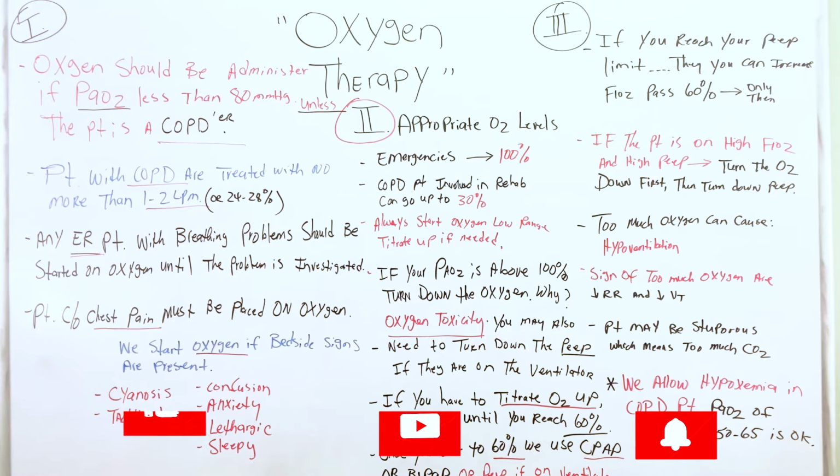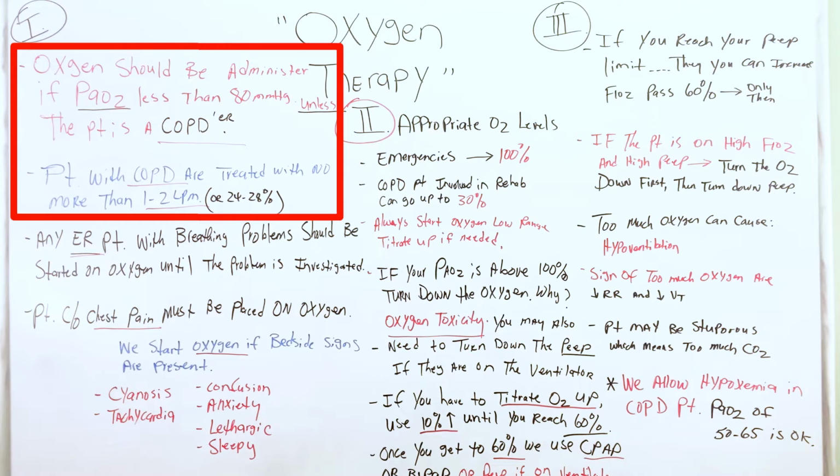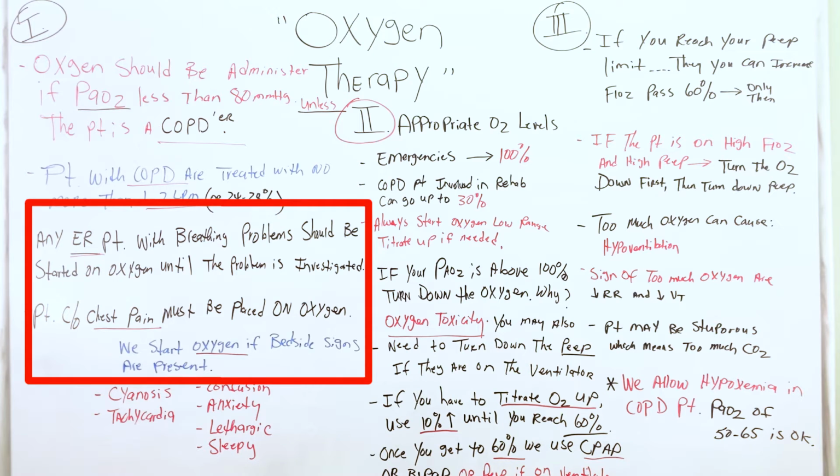Okay, working from the board, from my left to my right, Roman number 1: oxygen should be administered if a PaO2 is less than 80 millimeters of mercury, unless the patient is a COPDer. Patients with COPD are treated with no more than 1 or 2 liters per minute of oxygen, or 24 to 28%. That rule cannot be broken on this exam. You must know that, because there are several questions going to bait you to give COPDers more oxygen than 1 or 2 liters.